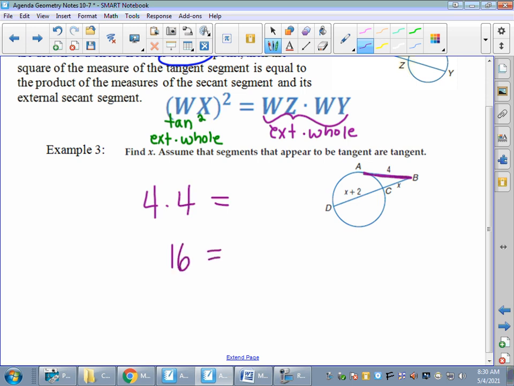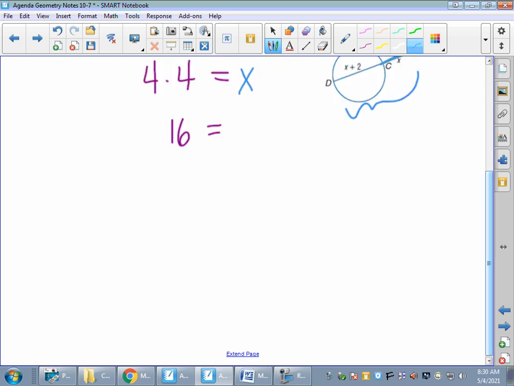Exterior portion of that purple segment is 4, and the whole thing is 4. Down here, exterior times whole, well, the exterior is x. The whole thing, your remembering thing to do is when you come for the whole segment, I should probably write this down.